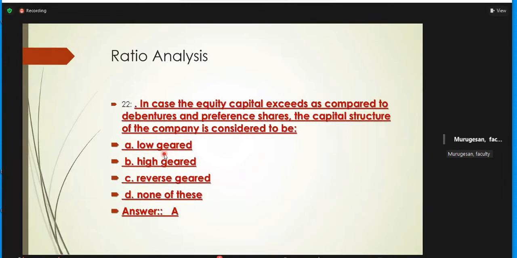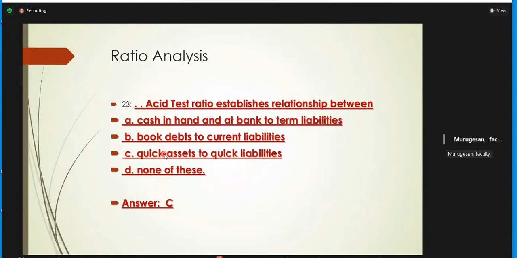Now we will go further. Question 22, 23: acid test ratio establishes the relationship between what and what? This you are already familiar with: the relationship between quick assets and quick liability. Again, the answer is C. What do you mean by quick assets? The assets that will become cash within a short notice. It will not take 1 year. Reasonably, if you sell those assets, you will get back the cash. So that is quick assets.